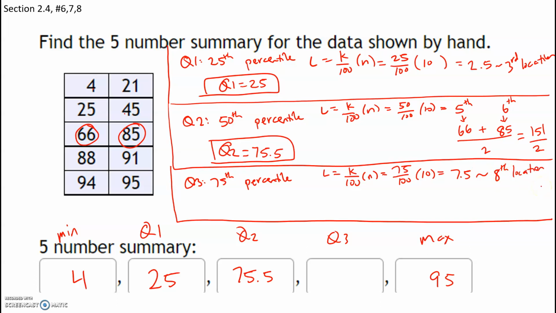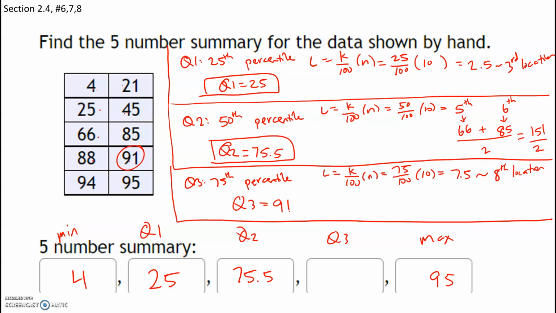The 8th location is as follows. I got 1, 2, 3, 4, 5, 6, 7, 8. The 8th location is 91. So our Q3, or 75th percentile, is going to be 91.